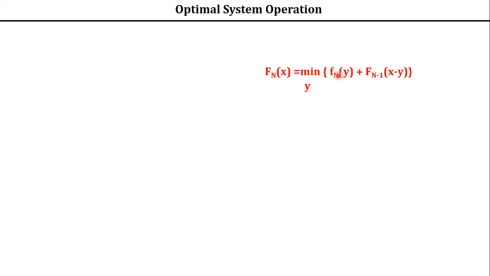If y load is taken by the nth unit, then n minus 1 units will take x minus y load. So what is this Fn minus 1 of x minus y? It is the minimum cost, capital F. You have to use the minimum cost in rupees per hour for generating x minus y megawatt by n minus 1 units. This is your recursive relation from dynamic programming.